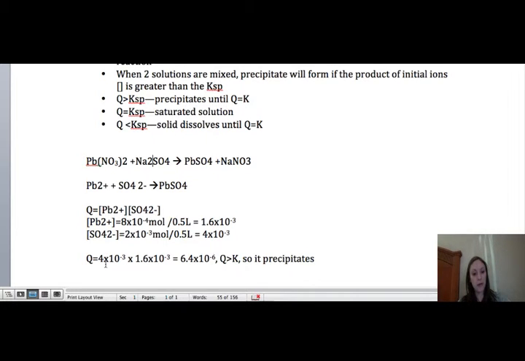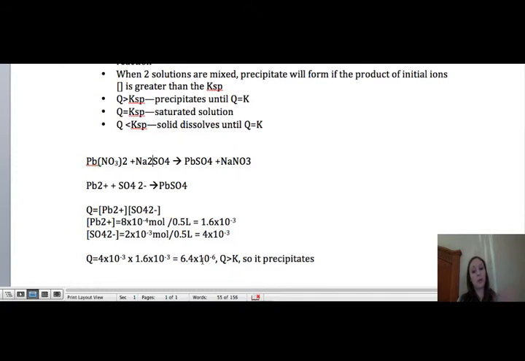I have to multiply them, because Q is the concentration of my lead times the concentration of my sulfate. I multiply them together and I get 6.4 times 10 to the negative sixth. Well, I'm looking in the back of the book and it'll tell you the KSP value for PbSO4, and it will actually tell you that my Q is bigger than my K.